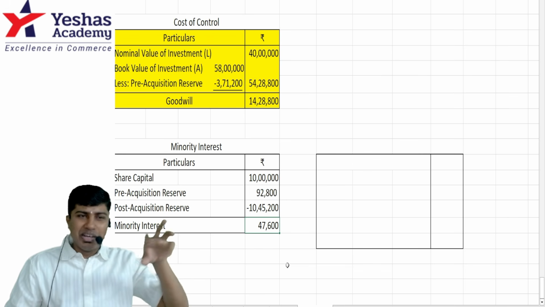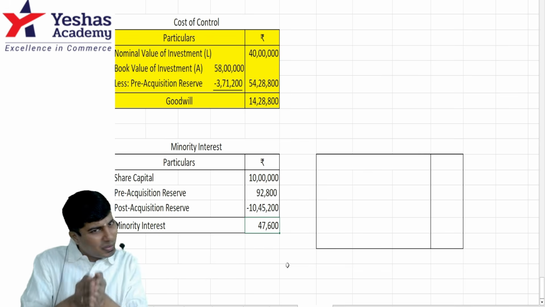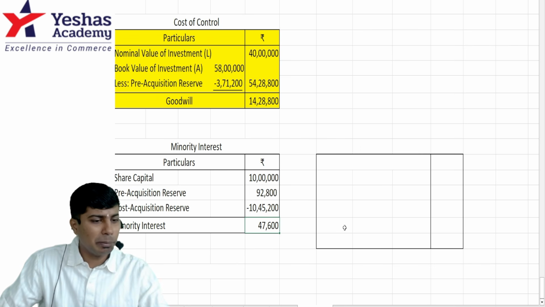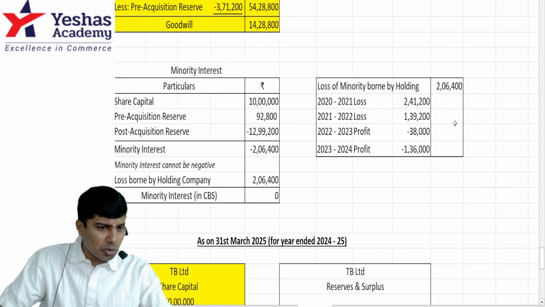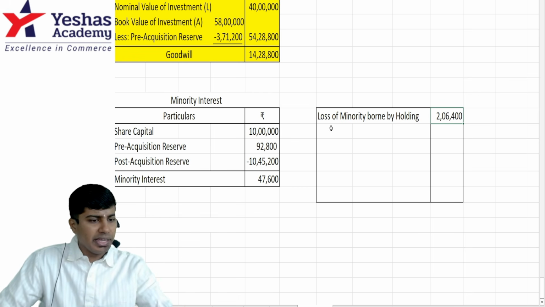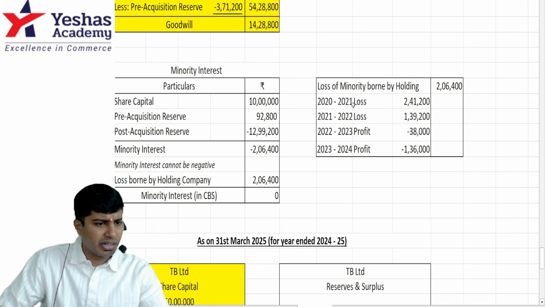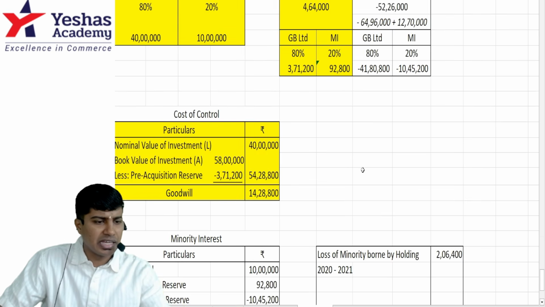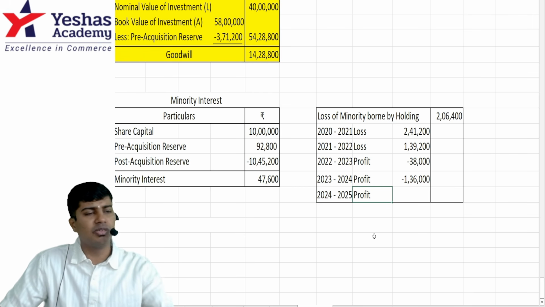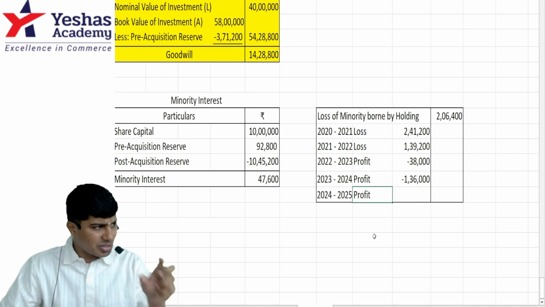Over the 3 years, whatever loss was borne by holding on behalf of minority in the CBS is now completely reversed. Previously how much was the loss borne? 2,06,400. Now loss borne will become zero. In that same thing, whatever we have done here: 2,41,200, 1,39,200, minus 38,000, minus 1,36,000. Whatever is the balance will get reversed now. How much will it get reversed now? Not zero. Some part will get reversed now.